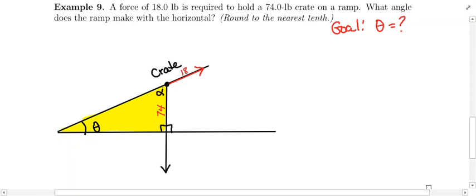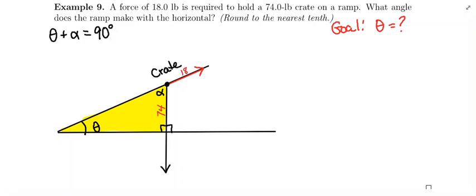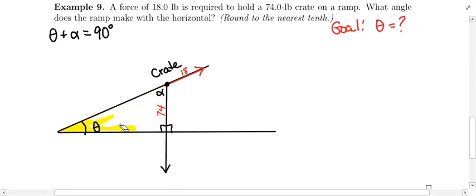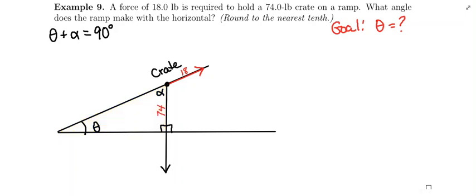We don't know what they are because we know that theta plus alpha, if we add these two angles, we have to get 90 degrees, but we can't say at this point specifically what those measures are. Now that I've got this angle alpha labeled on here, I'm going to move over to where the 18 vector is, where that red vector is, and I'm going to make a parallelogram.